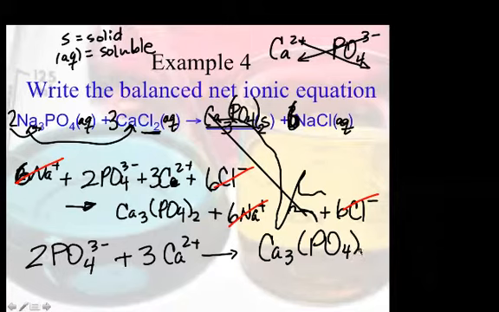So let's check our charges. Okay, because this one's kind of hard. 2 times 3 gives us a 6 minus. 3 times 2, that's 6 plus. And that adds up to 0. Yeah. Perfect.